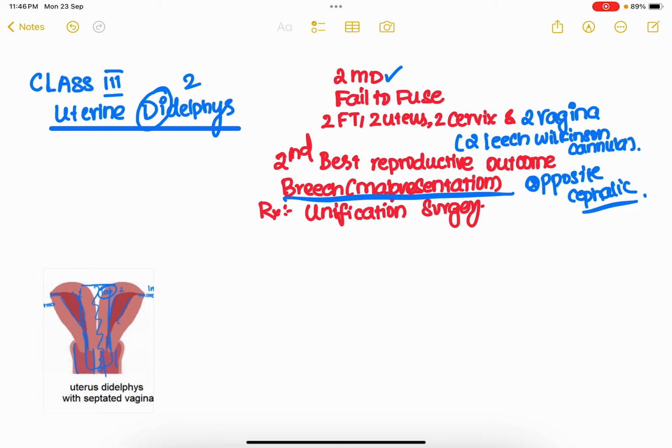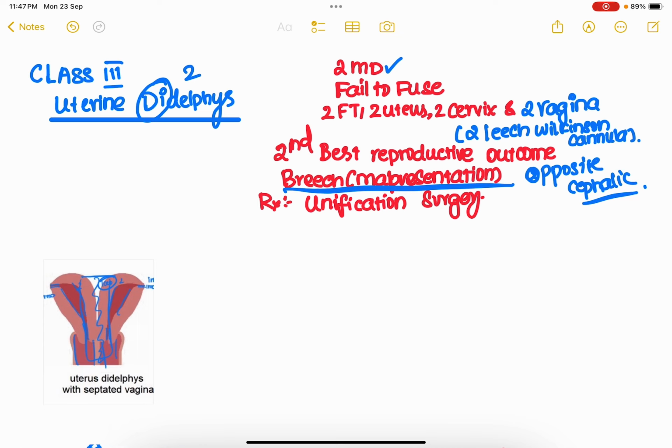So since they fail to fuse and result in the formation of the septa, there are going to be two fallopian tubes, two uteri, two cervices and two vaginas because of the absence of fusion. So since two vaginas are present in this patient, if you are going to do an investigation called a hysterosalpingogram in order to test the tubal patency.